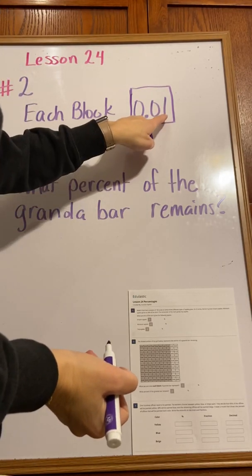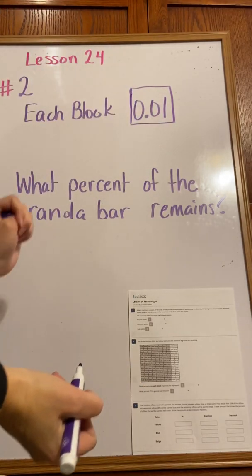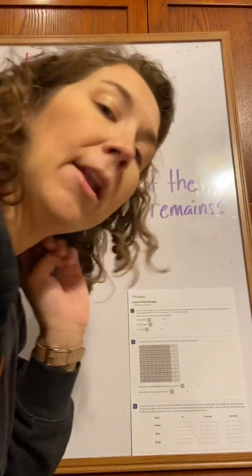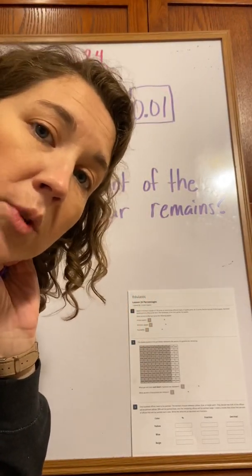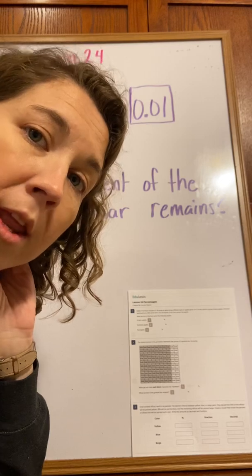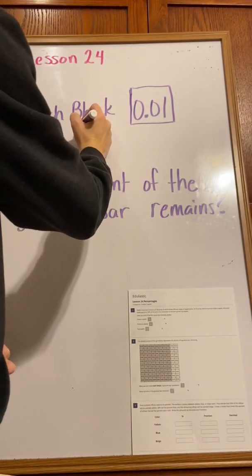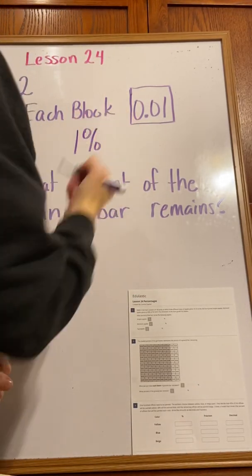That is one piece out of 100 pieces. And we know that decimals are out of 100. So each one of those squares would represent 1%. So each one of those is 1%.